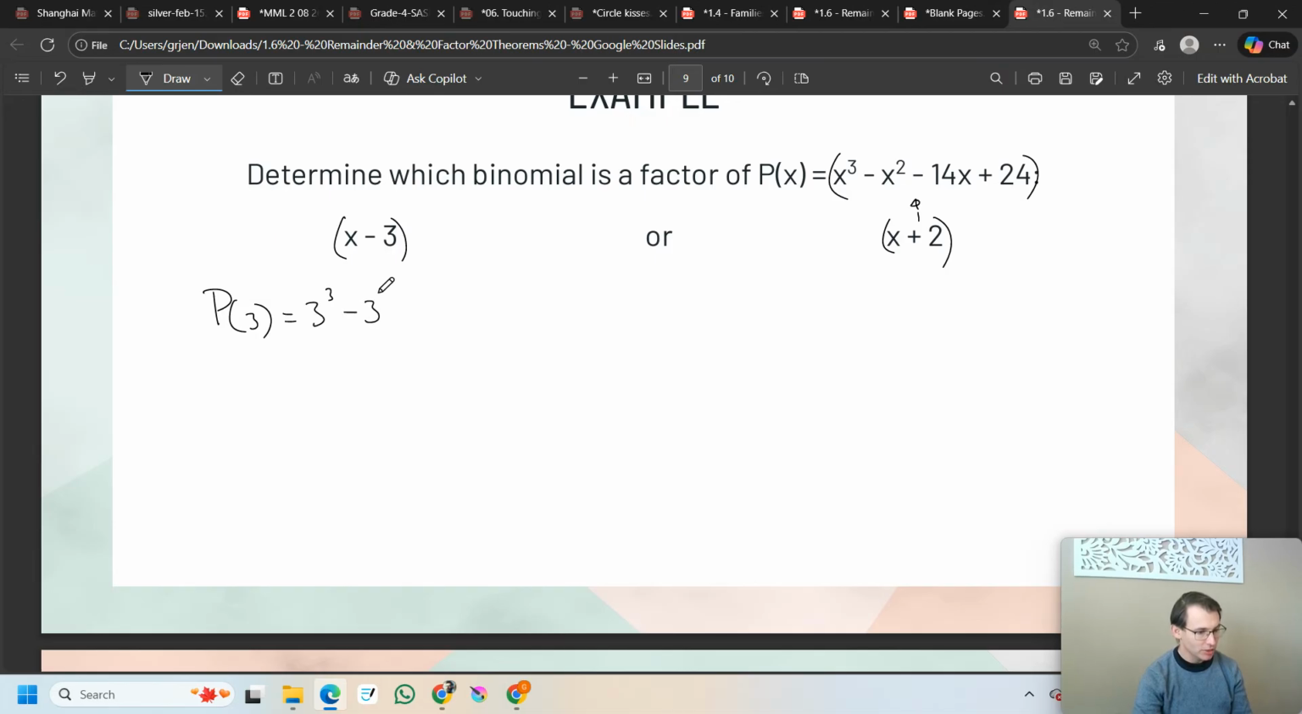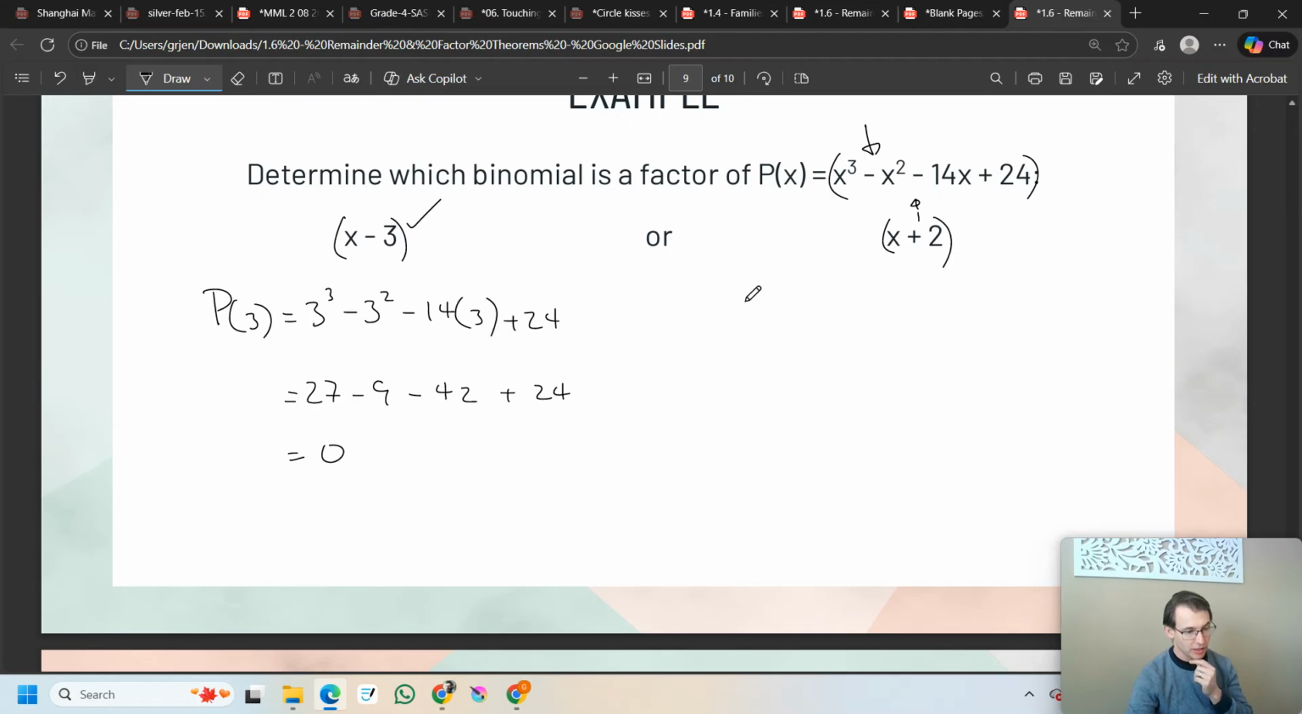For this one, we will test p at 3, and that would equal 3 cubed minus 3 squared minus 14 times 3 plus 24. Let's see what that gives us. 3 cubed is 27, 3 squared is 9, and 14 times 3 is 42, so we are minus 42 there, and then plus 24. If we put all this together, 27 plus 24 gives 51, minus 51. This is equal to 0. So yes, this one is divisible by that. It's evenly divisible.